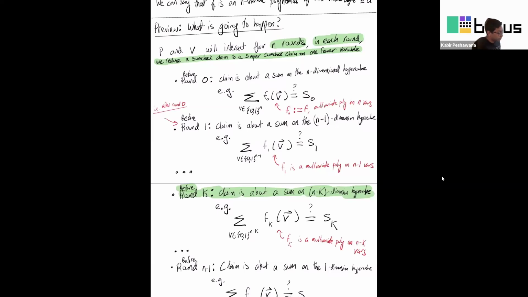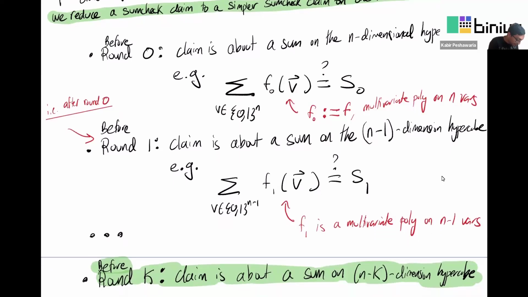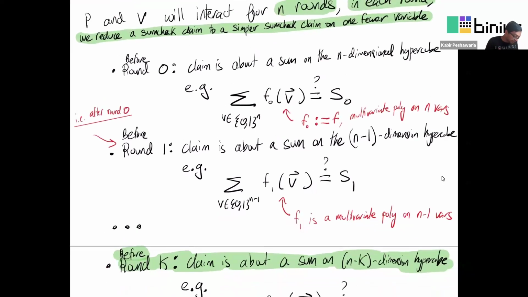So before round 0, we have a claim about a sum on the n-dimensional hypercube, something that looks like this: the sum over all n-length bit strings of F_0 applied to that bit string is equal to S_0, some claimed value. Then after round 0 and before round 1, we've reduced this through some protocol to a claim about a sum on the n-1 dimensional hypercube. F_1 is now a multivariate polynomial on n-1 variables. We're summing over n-1 length bit strings, applying F_1 to those bit strings and checking whether that sum of 2 to the n-1 terms is equal to S_1.